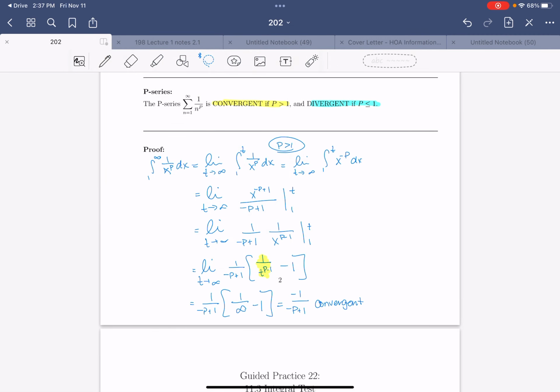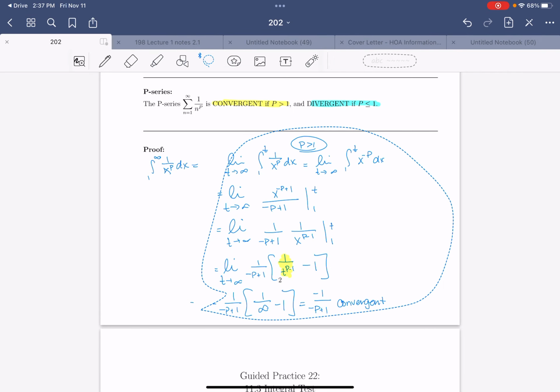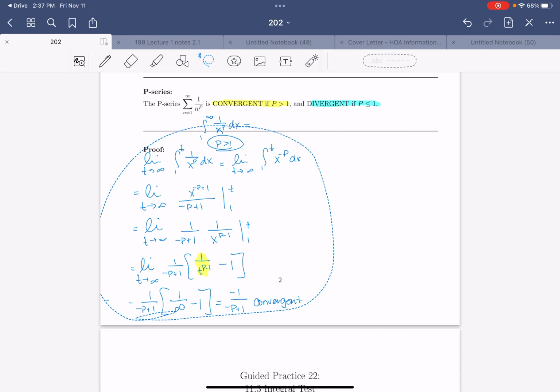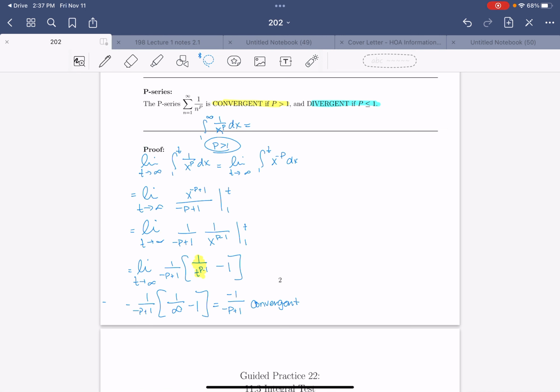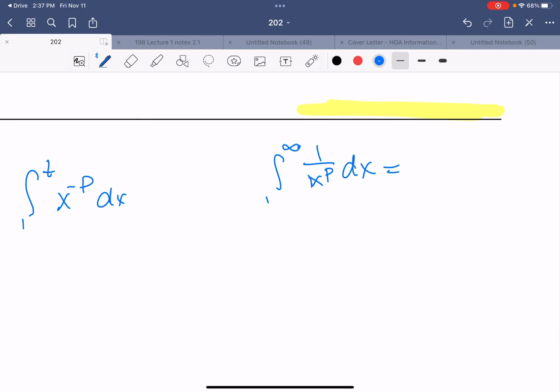Now, I did not leave us room to keep going here, so let me try to do that. Create some space. There we go. All right, so this is what we originally had. So now, if we consider other p-values. So what happens if p is equal to 1? If p is equal to 1, then this is the integral from 1 to infinity of 1 over x dx.